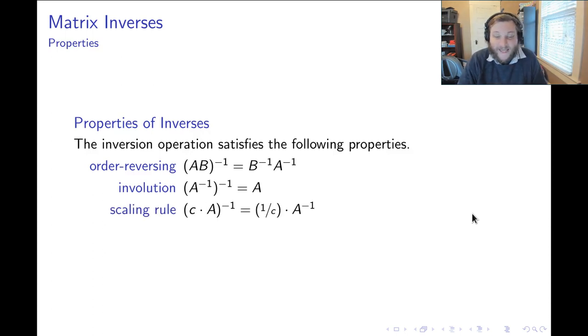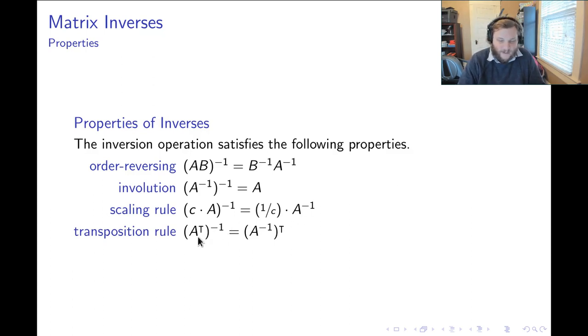We have scaling rules. So if you take a matrix and scale by a number C and then take an inverse, that's the same thing as multiplying the original inverse of A by 1 over the original scalar. There's also a transposition rule. What this says is that the inverse of the transpose of a matrix is the same thing as transposing the original inverse.